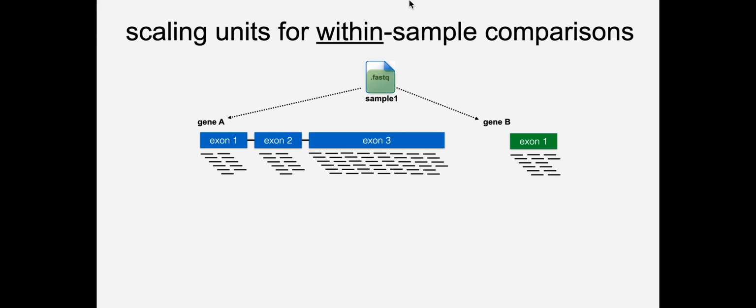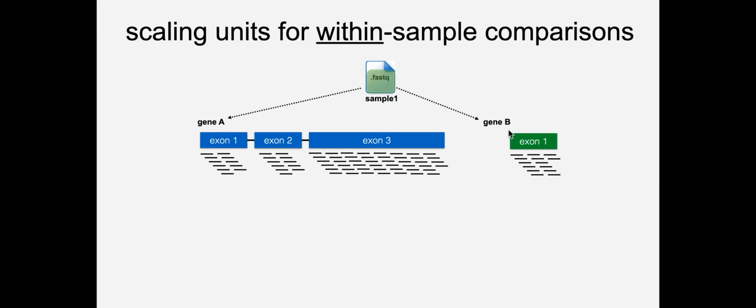But that's not enough. We also oftentimes think about scaling units within a sample. Why? Well, if we take just that single sample that had 40 million reads, and we look not at one gene, but at 2 different genes, then if gene A is a 3 exon gene that's quite long and gene B is a small 1 exon gene, just by virtue of the gene length, and I'm going to use gene and transcript interchangeably here because it doesn't matter for this purpose.